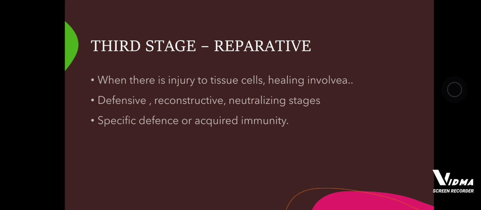Defense, reconstructive and neutralizing stage. Okay, so in self defense or acquired immunity, for defense we have defense to our body. In the first stage, WBC kill the microorganism. Then in the exudate stage we have reconstruction. Now after reconstructing we will neutralize the body. Now on that, specific defense and acquired immunity is there.